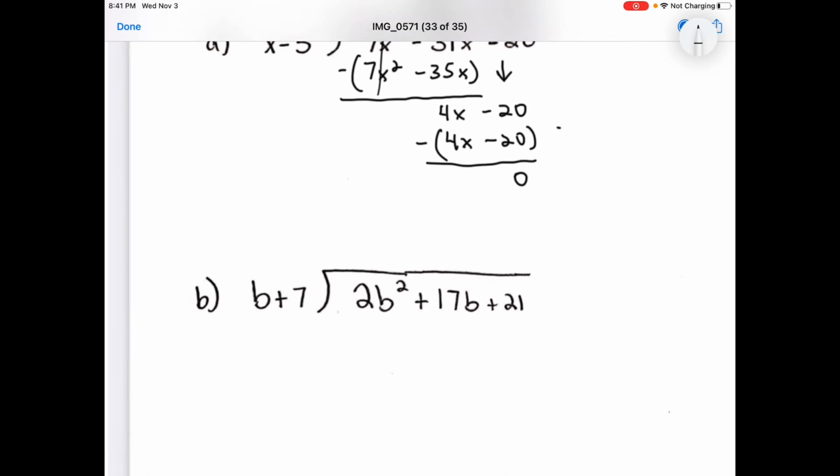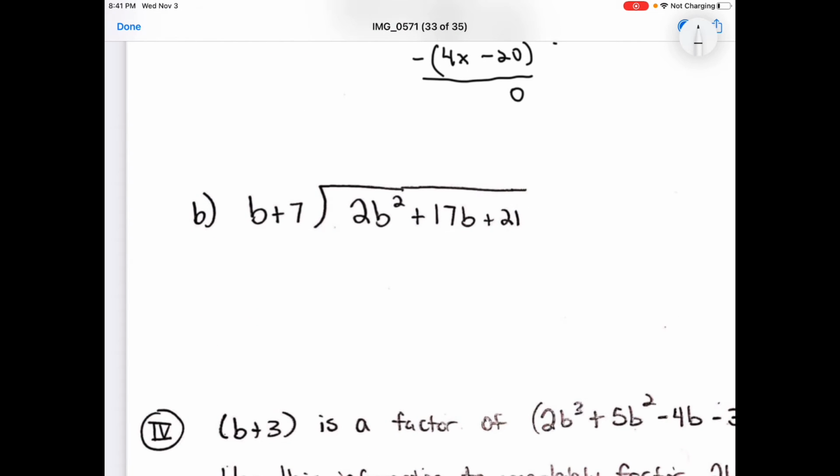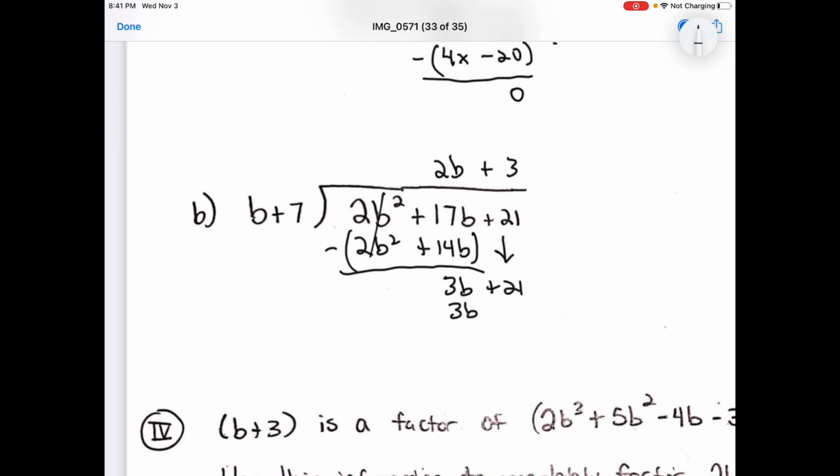And the B part. B goes into 2b squared 2b times. Multiply 2b times b, and 2b times 7, and subtract. These cancel out. 17b minus 14b gives me 3b. Bring down the 21. B goes into 3b 3 times. 3 times b is 3b. 3 times 7 is 21. Subtract. 0 remainder.